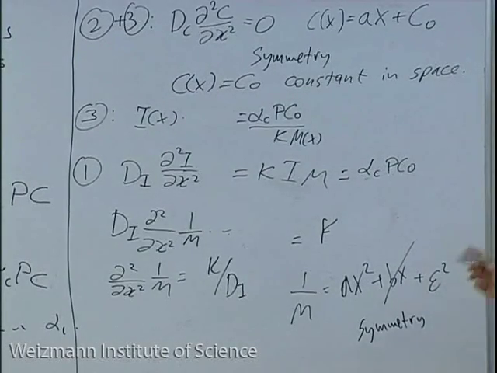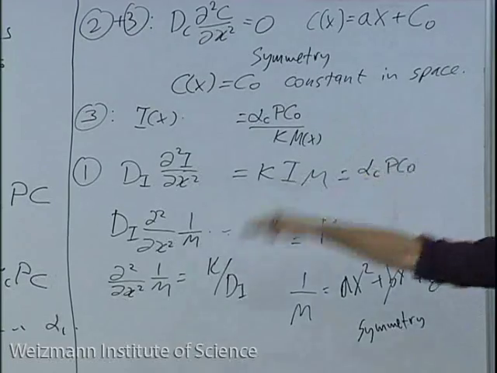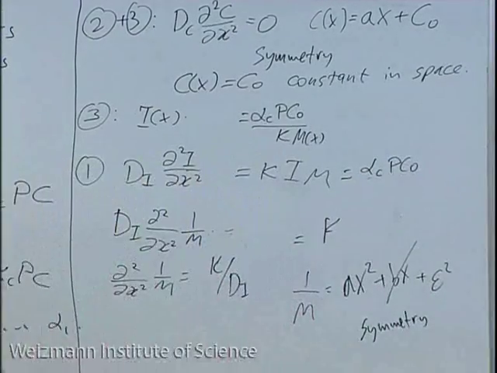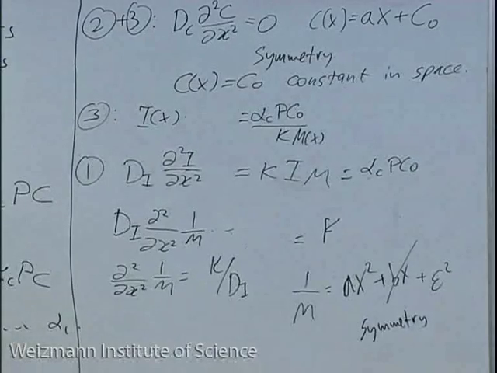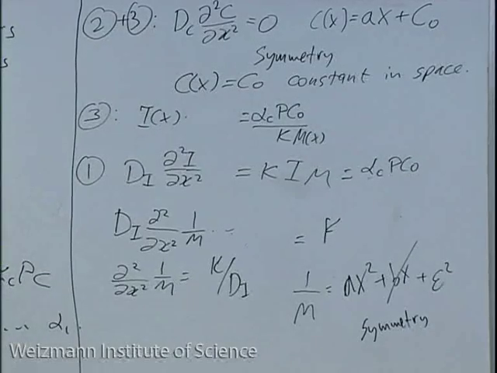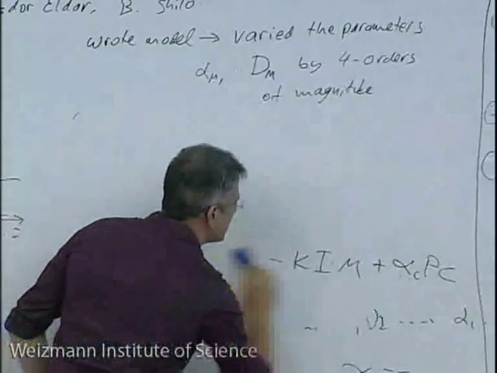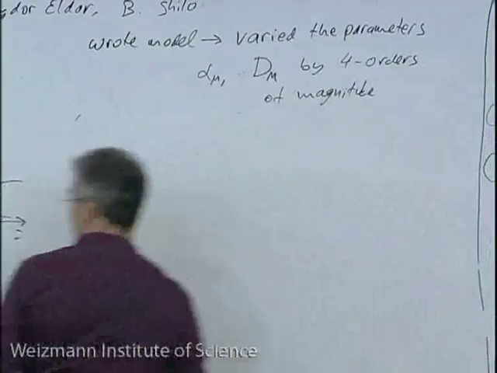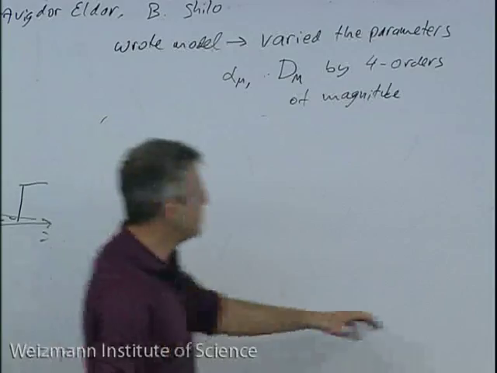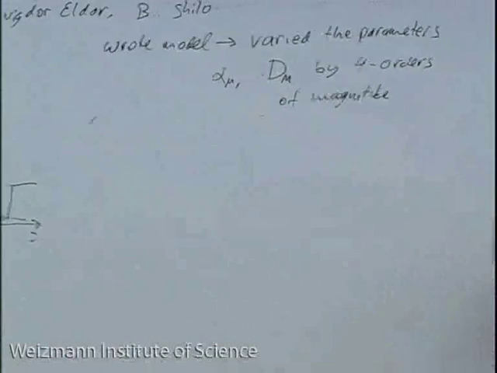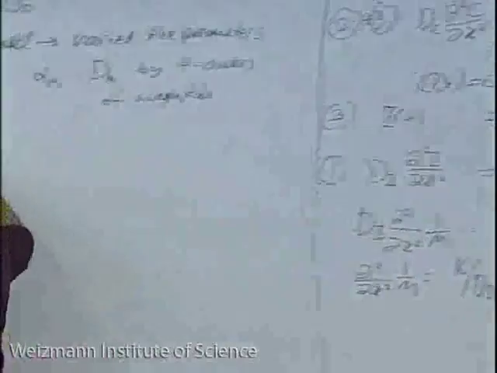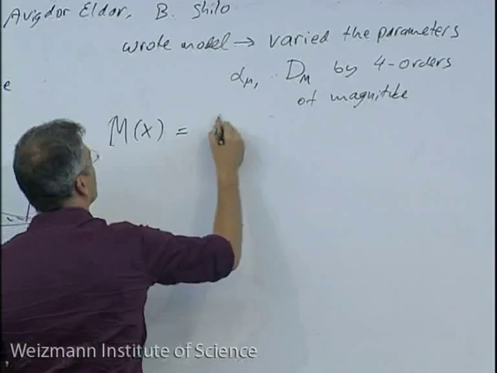So our answer is, I'm going to erase all the equations here because I'm just going to write the answer. The robust models have the following solution. Since 1 over M is a parabola, M is just 1 over a parabola.